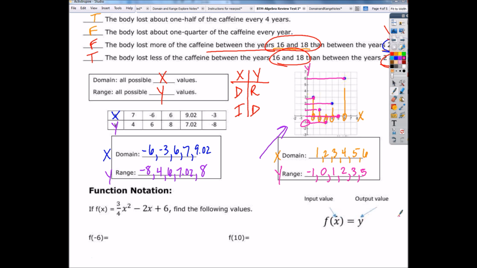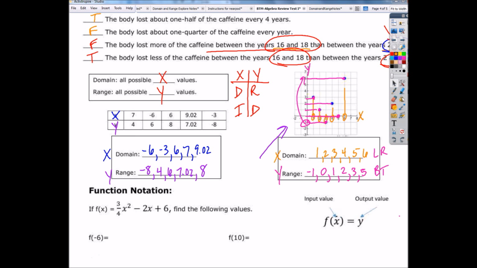Remember, range is bottom to top. Started from the bottom, now we're here. Oh, yeah. Range is bottom to top, so don't trip on that. And domain is always left to right, and range is bottom to top.